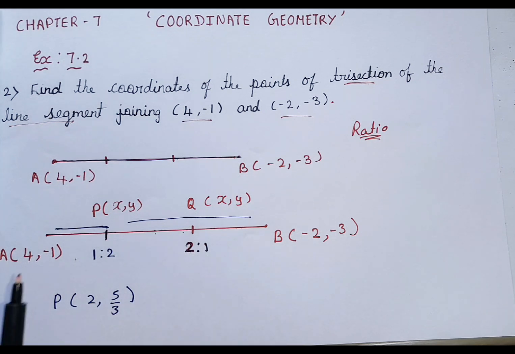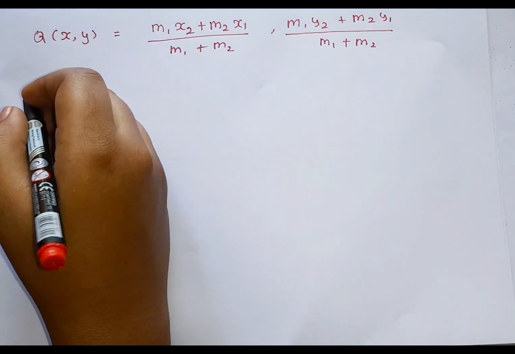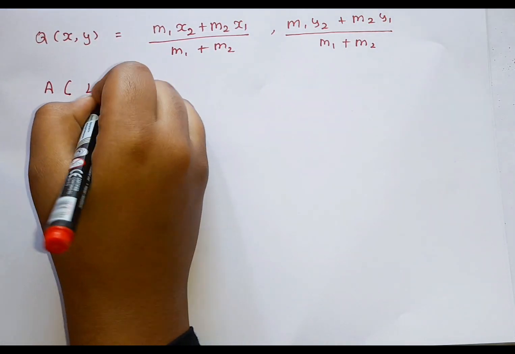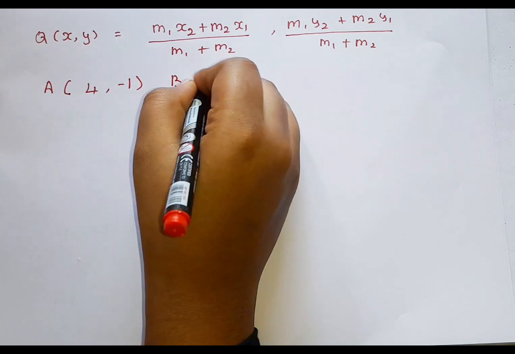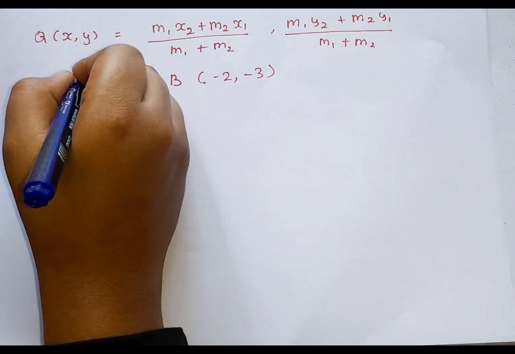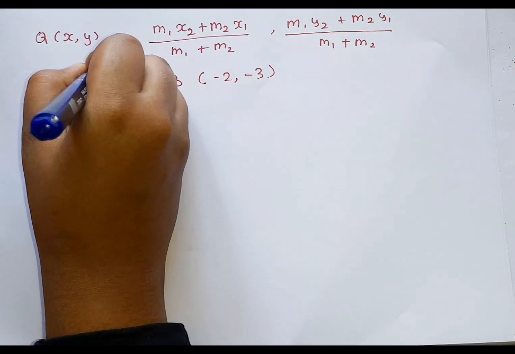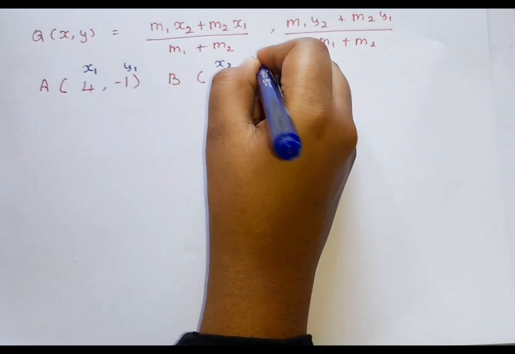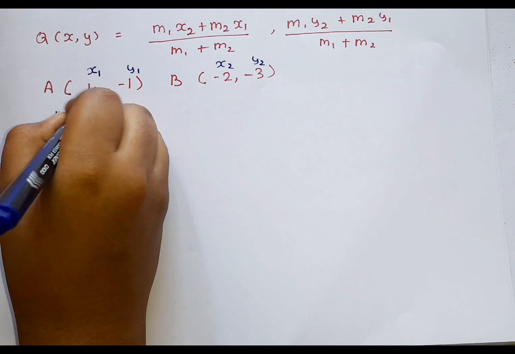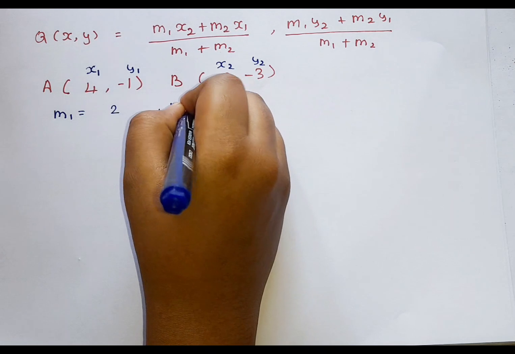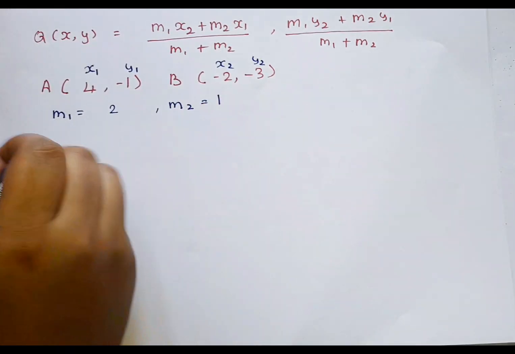What about the x1 value, those stuffs? We are going to be taking A and B, how we took it in the previous one. Here the A value is 4 comma -1 and the B value is -2 comma -3. So this is going to be x1 and this is y1 and this is x2 and this is y2. What is the m1 value? The m1 value is 2 and the m2 value is 1. Why? Because we are finding Q.